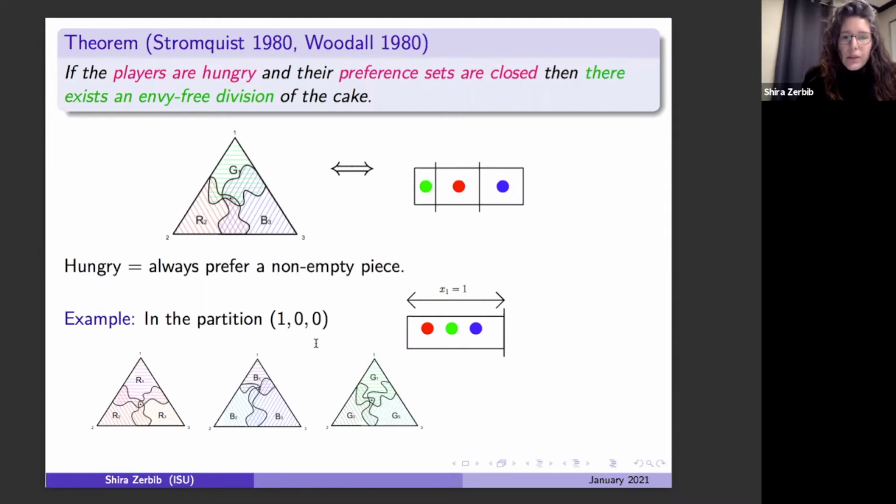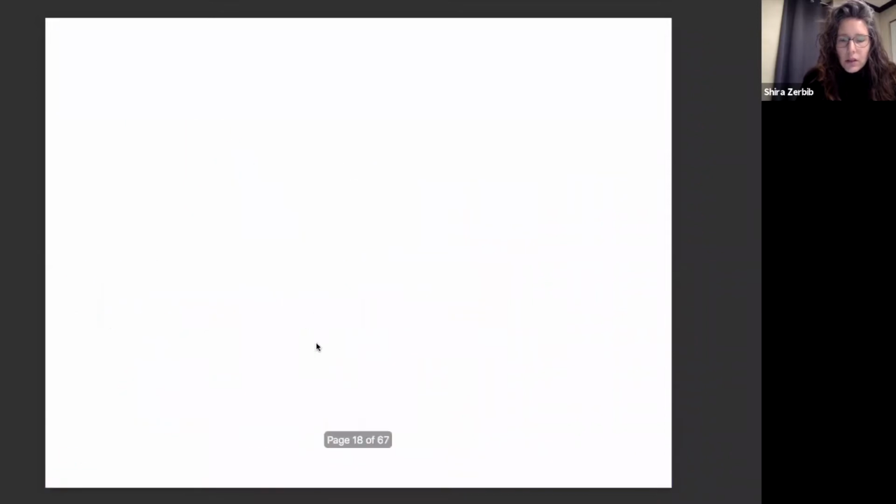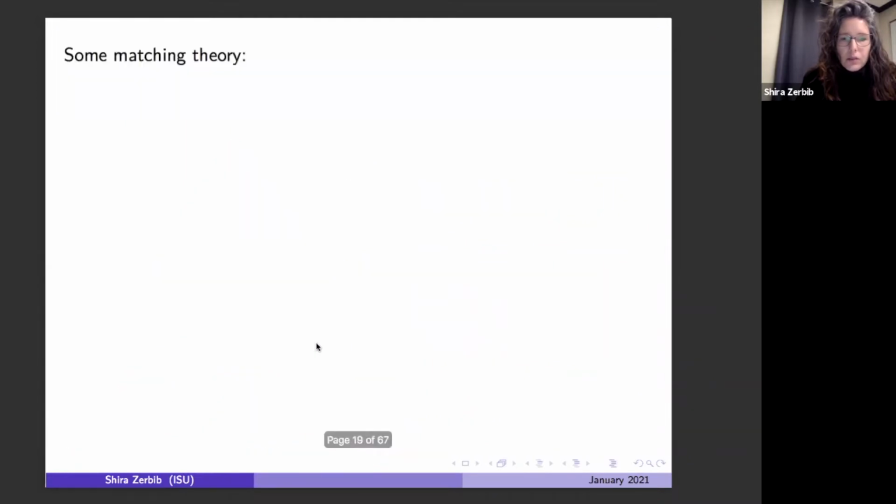But before we do that, I want to present another proof of the Stromquist-Woodall theorem. So far we saw one proof using the colorful KKM theorem. I want to present another proof because this proof we will be able to generalize in order to discuss multiple cake division. The proof that I'm going to discuss is more recent. And in order to discuss it, I need some matching theory.